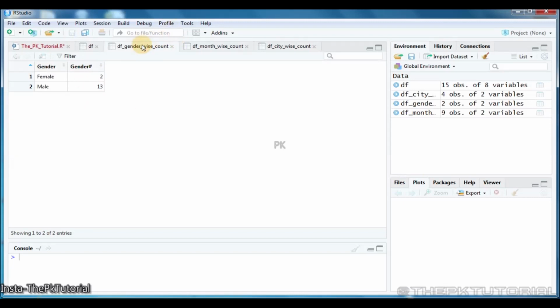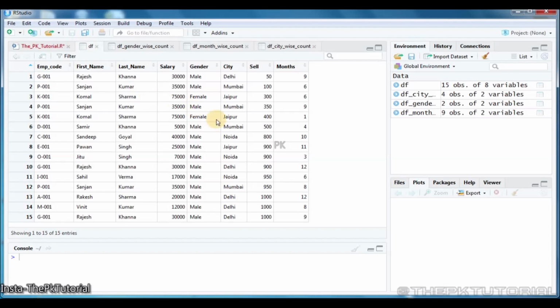This is our gender-wise count. Female is 2, male is 13 and this is our count of gender. So I hope you understand what my question is.